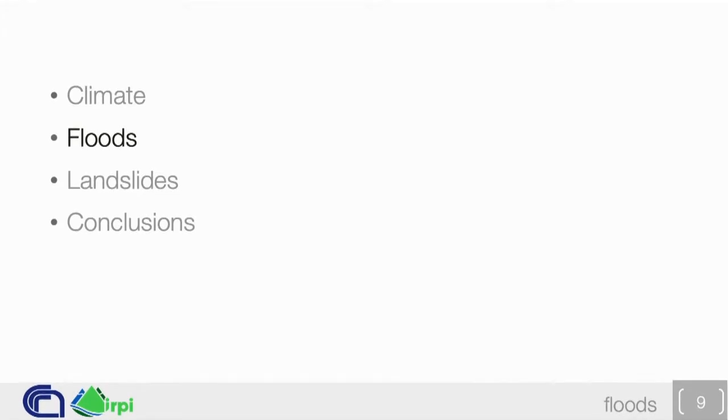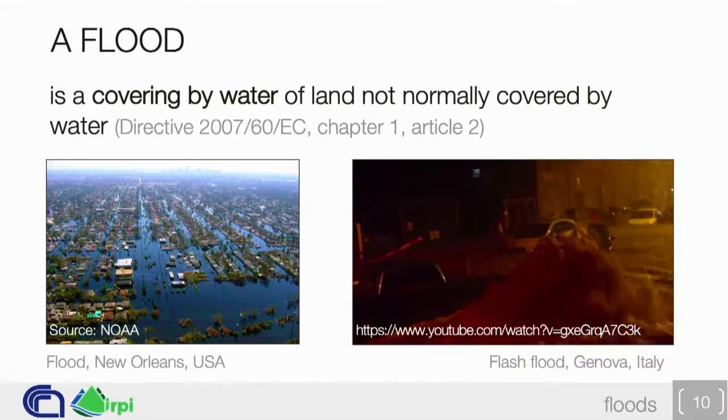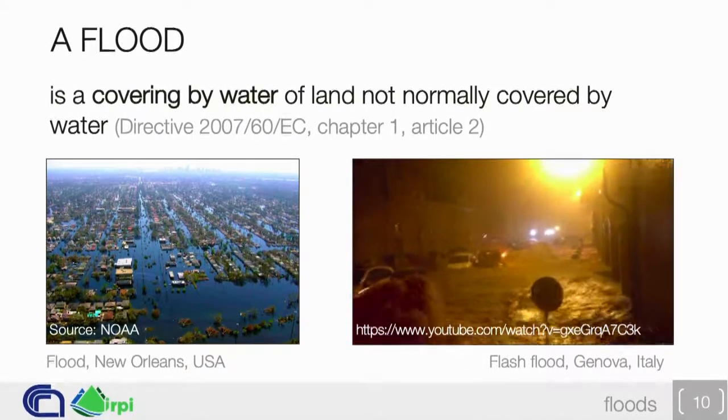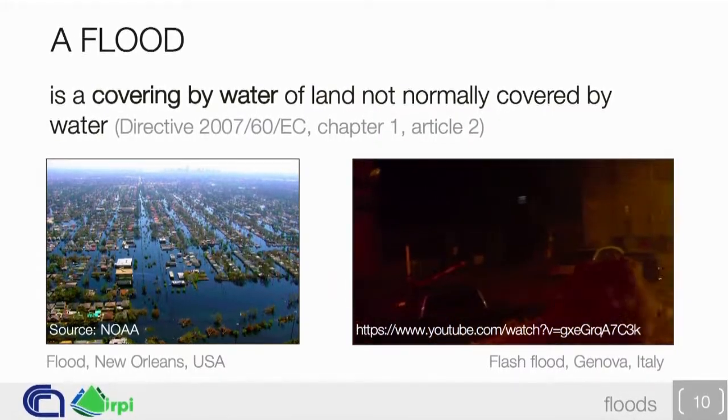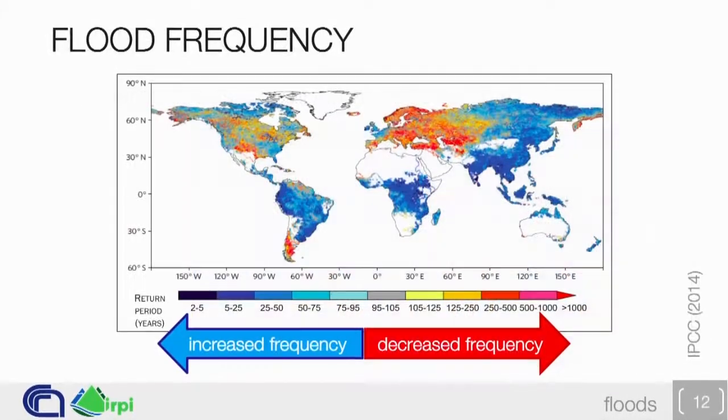So let me move now to floods. And what is a flood? Well, according to the European Commission, it is the covering by water of land not normally covered by water. And why should we care about floods? Well, because they are many and widespread. This map shows more than 3,700 large floods globally between 1985 and 2010, an average of 143 events per year, one every 2.5 days. The map also shows that many floods occur where the population concentrates, and this is actually why we care.